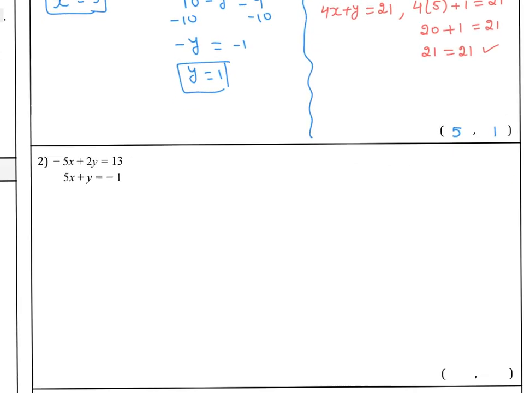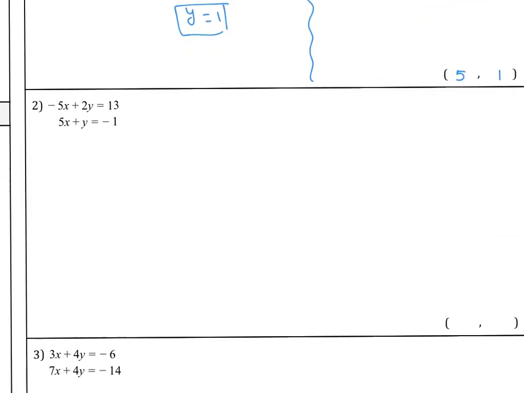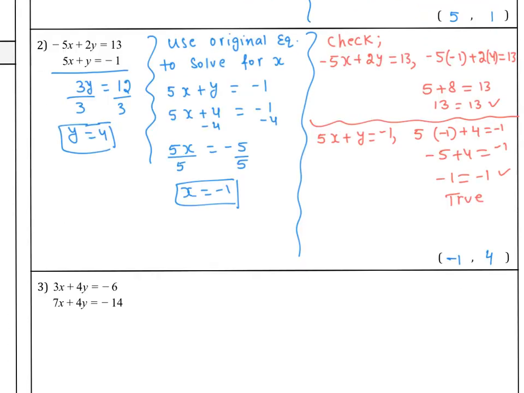Let's do number 2 and 3 on the bottom. So for number 2, if you notice, this negative 5x and 5x are the same and opposite. So when you add these two equations, the 5x and negative 5x cancel. 2y plus 1y is 3y equals 12. So divide 3 on both sides, you get y equals 4.